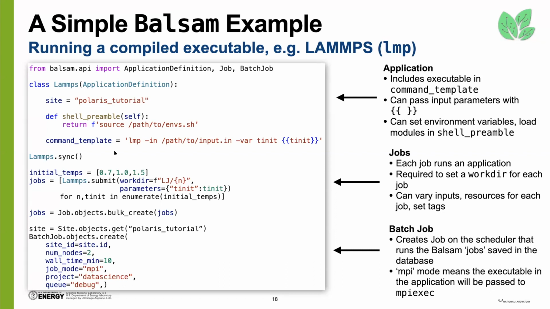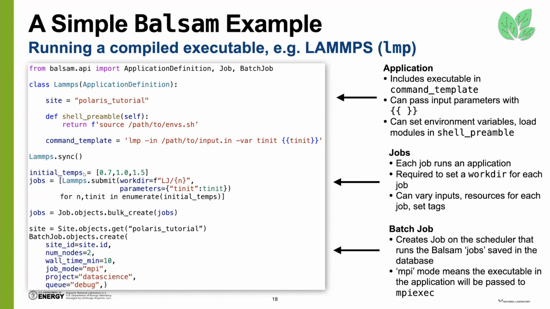LAMMPS, for example. Then you have to run this lamps.sync. What this does is it saves this application definition to the database on the server. This is very important. You won't be able to run this application unless you save it to the database. Okay, once you've done that, you can create some jobs running LAMMPS in this way.